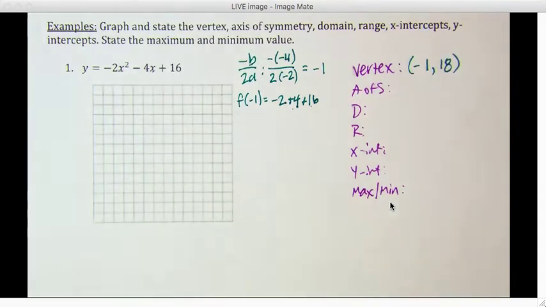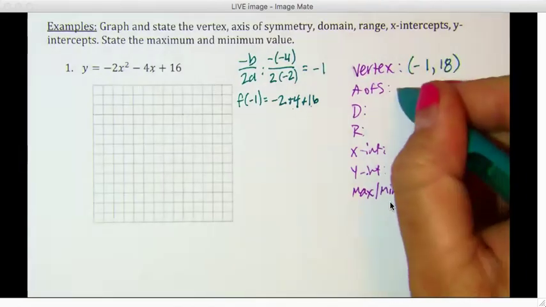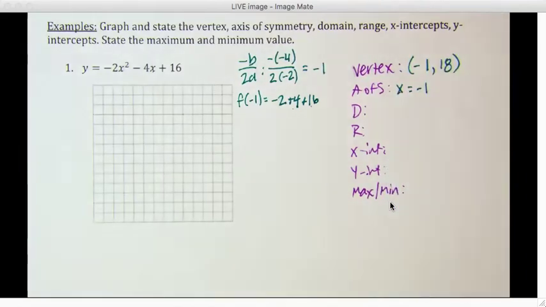And for my axis of symmetry, as we saw in the chart at the top of the page, it's always x is equal to the x value of your vertex. Now you always want to make sure you put that x equals sign, because without the x there, it's just a number, but the axis of symmetry is actually an equation. It's a line. So you do need to write x equals -1. Do not just write -1.